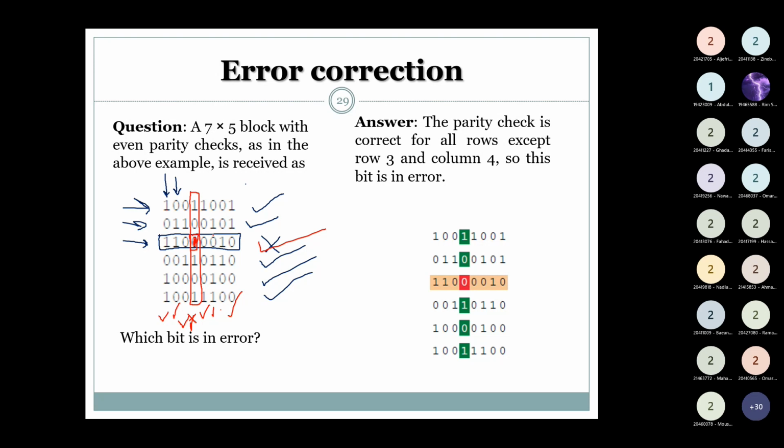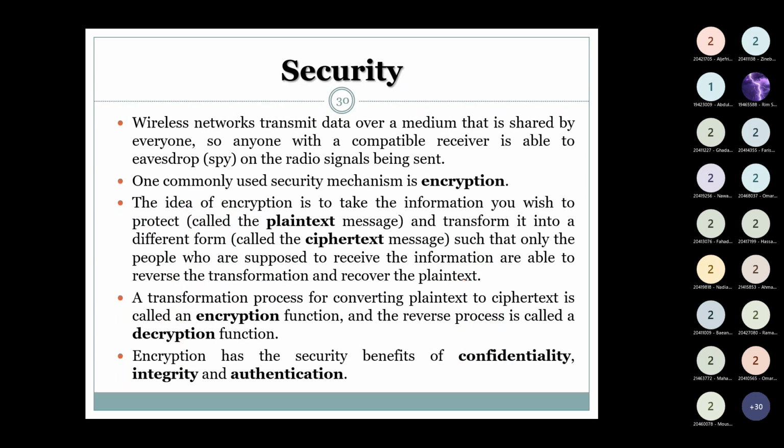So this is the erroneous bit. The parity check is correct for all rows except row 3 and column 4. So this bit is in error. We can change this 0 to 1, and we will get the right code at the receiver. Is it clear? Yes, the erroneous bit will be the intersection between the third row and the fourth column. Clear?